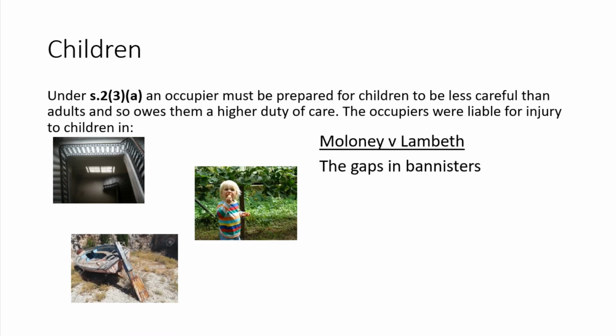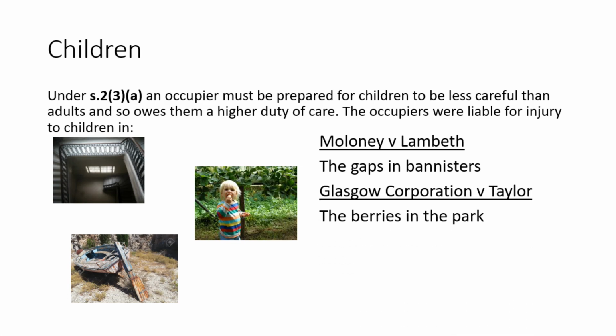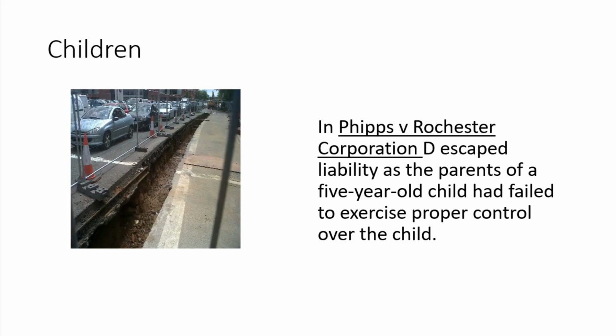In the first one, Moloney v Lambeth, there was liability for the gaps in the banisters. In Glasgow Corporation v Taylor, there was liability for the poisonous berries in the park. And lastly, in Jolley v Sutton, there was liability for the boat that had been left on council land. However, there are some times when children can be expected to be supervised by their parents, and this was confirmed in Phipps v Rochester Corporation, where there was no liability because the parents of a 5-year-old had failed to exercise proper control over their child.